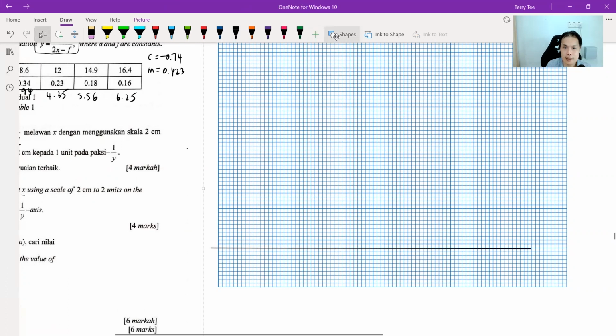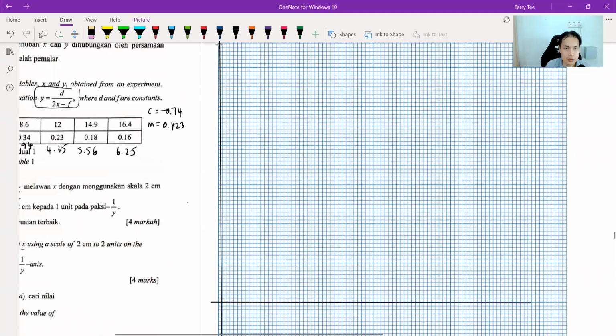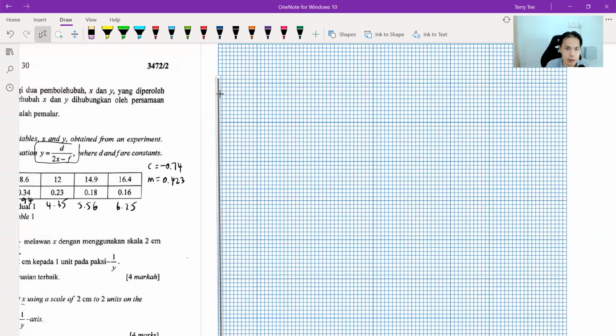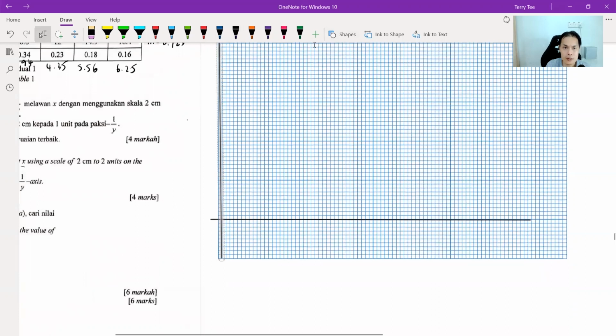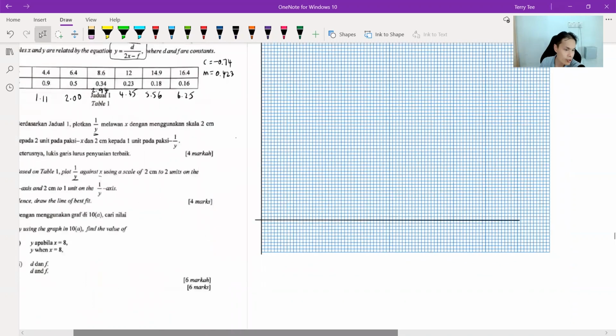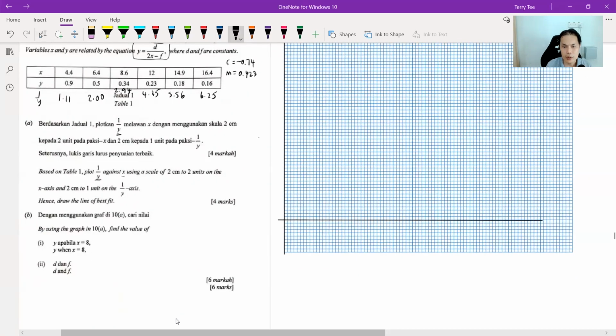Now let's draw the vertical axis. It goes all the way up. How high? I think it doesn't need to be too high either. I'll just put it around here, because your largest is just 6.25. Let me label it like this. Because my horizontal axis scale is 2 cm to 2 units, you can go back and see here. My vertical axis is 2 cm to 1 unit. So this will be over here. This will be 2, 4.